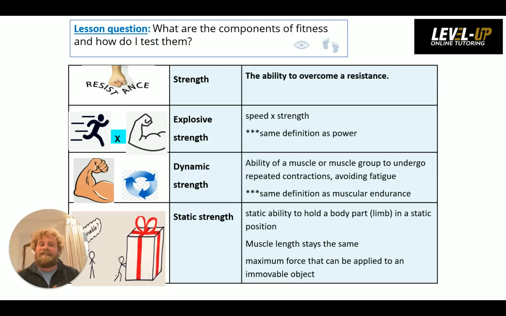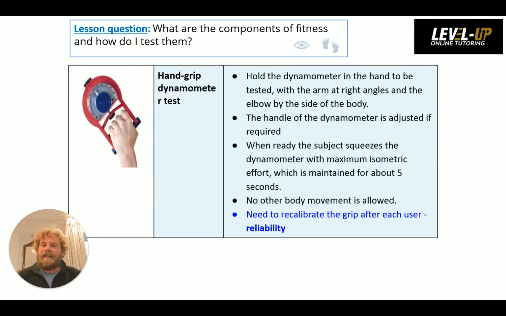And we also have static strength. This is the ability to hold a body part or limb in a static position. Muscle length stays the same. It is the maximum force that can be applied to an immovable object. So a good test for this is the hand grip dynamometer test.